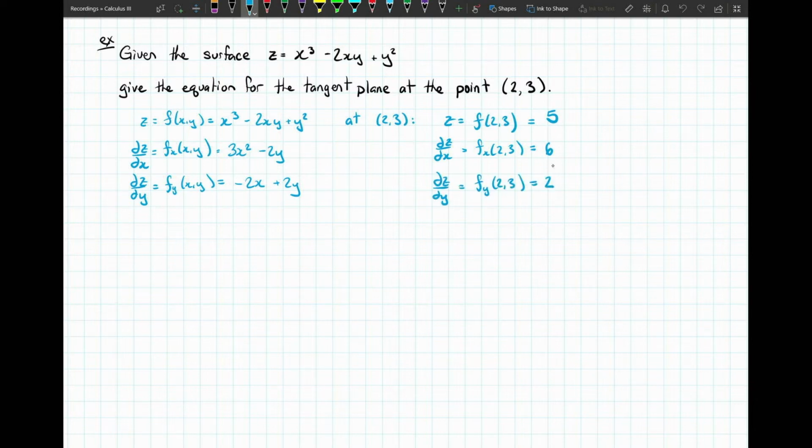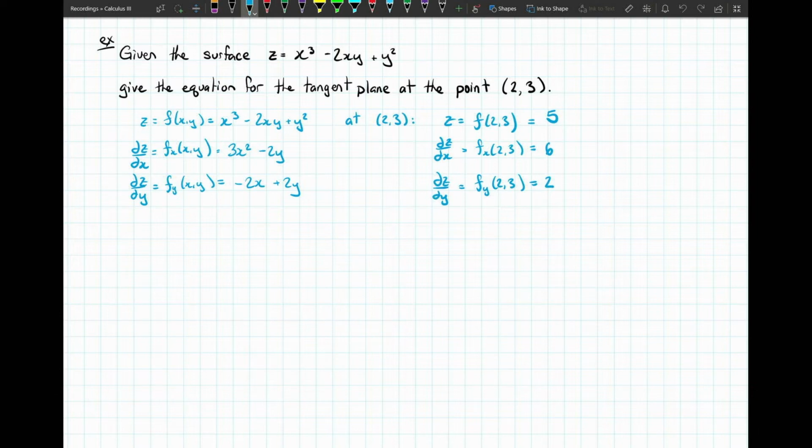And these are basically like the slopes. As x is increasing, z is increasing with a rate of change of 6 with respect to x. And as y is increasing, z is increasing with a rate of change of 2 with respect to y. At this point in time, we can choose to either use our scalar form of the tangent plane or the vector form of the tangent plane.